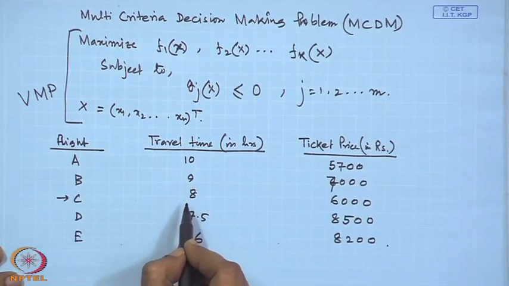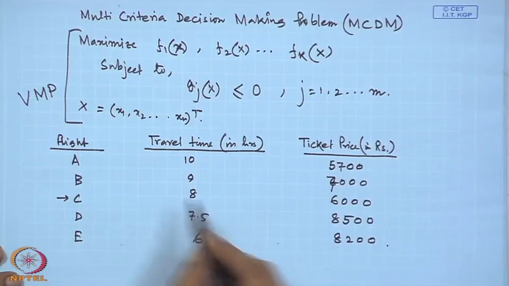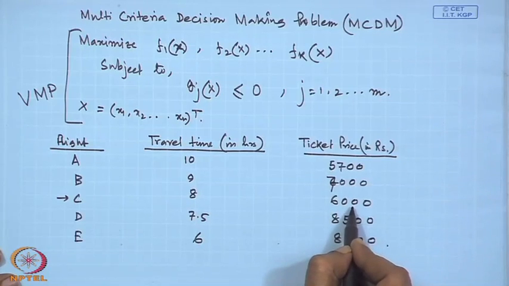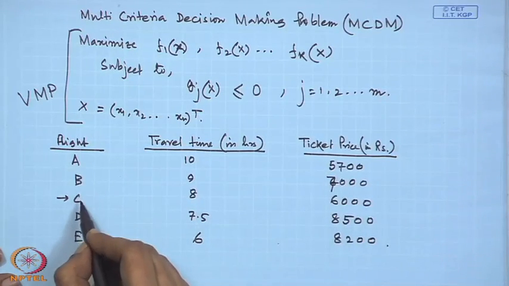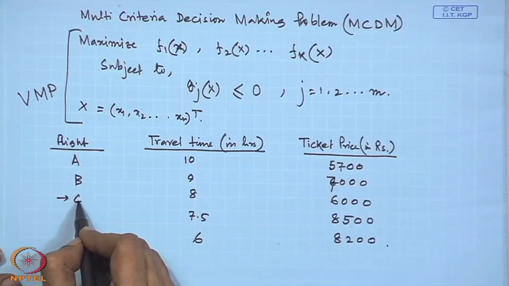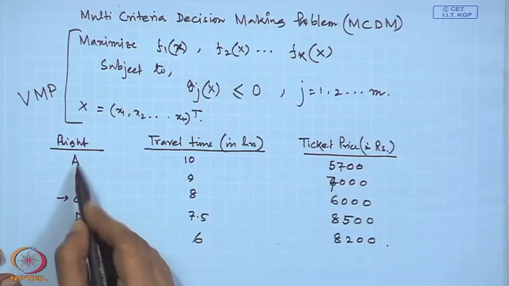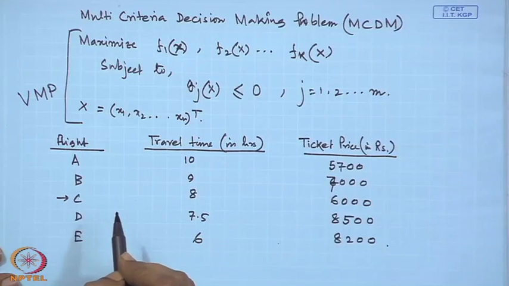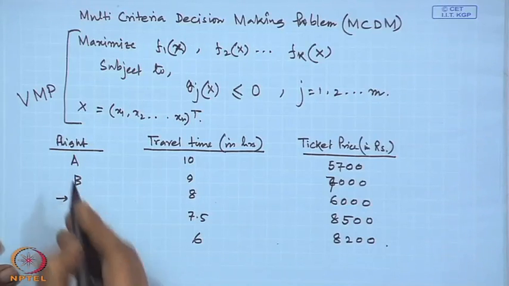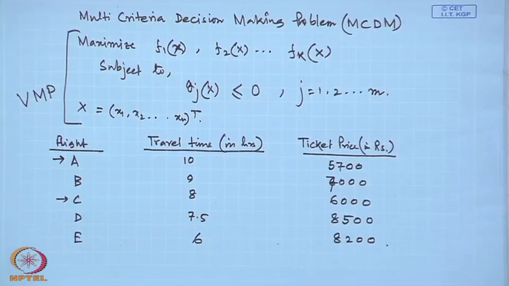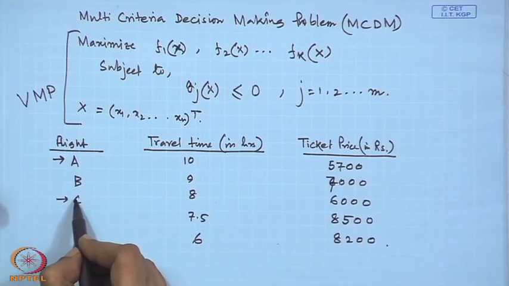Now, between B and C, what we see is that the travel time for option C is less as well as the ticket price is also less. Certainly, B is dominated by C, certainly we will go for option C. But again the problem is there, what about A? We cannot take a decision about A and C, because both are equally acceptable to me, both are non-dominated to each other, both are non-inferior to each other. That is why between A and C we cannot select, but it is sure that between B and C we should select C, not B.